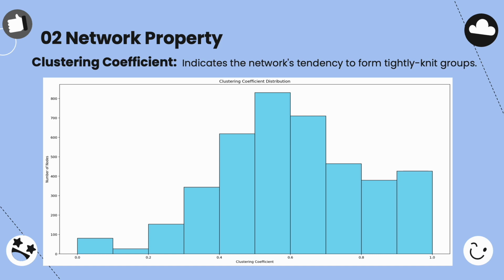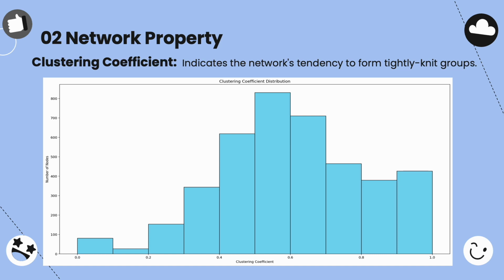Now we are going to talk about network structure metrics. The first one is clustering coefficient. The graph shows there's a wide range in the clustering coefficient values among the nodes, indicating diversity in how nodes are embedded in their local neighborhoods.